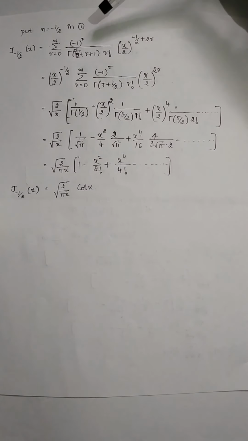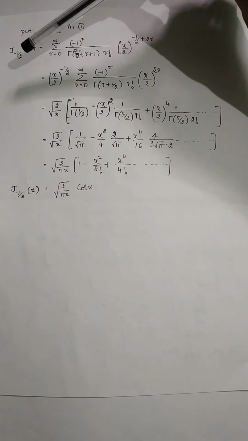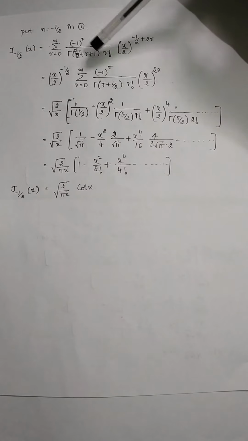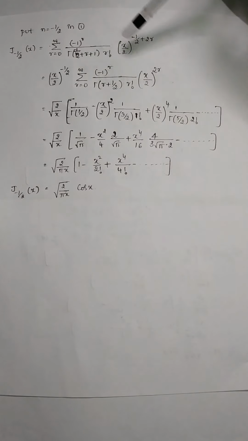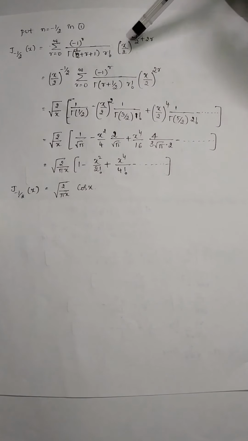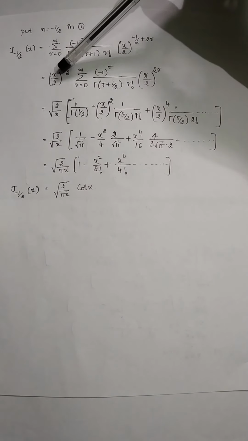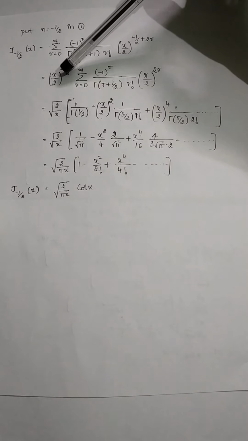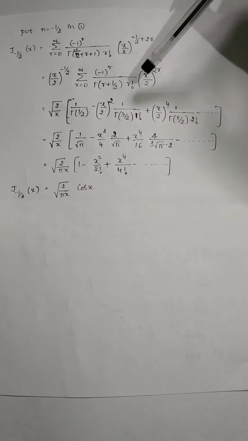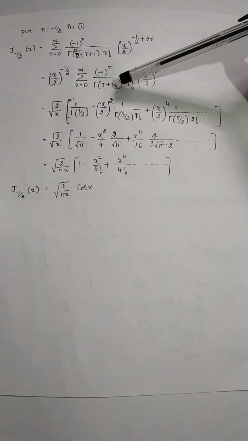Now to prove the second result, we need to put n is equal to minus half in equation 1. So in the place of n, you substitute minus 1 by 2. In Bessel's function, that is Jn of x, you have substituted n is equal to minus half. Again, as we did in J half, x by 2 to the power minus half is taken outside, as that term is independent of r. The remaining terms you write as they are, and then in the next line you expand the summation.